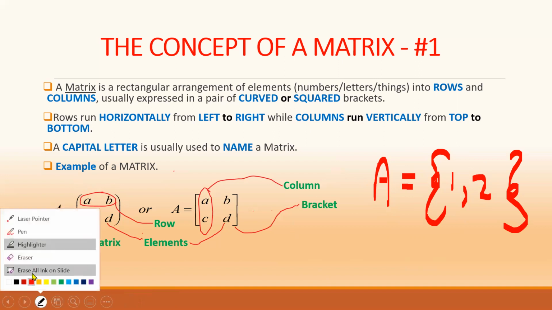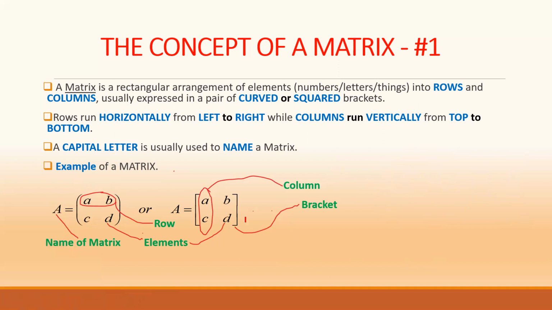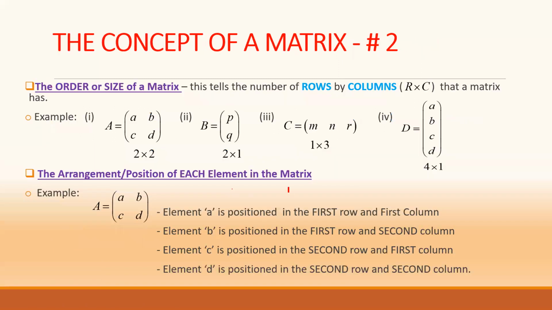So now we're going to move on to the next concept. Apart from knowing what a matrix is and knowing that the elements are arranged in rows and columns, and rows run horizontally while columns run vertically, and that a matrix can be given a name or it can be nameless, we are now going to look at the order or size of a matrix.